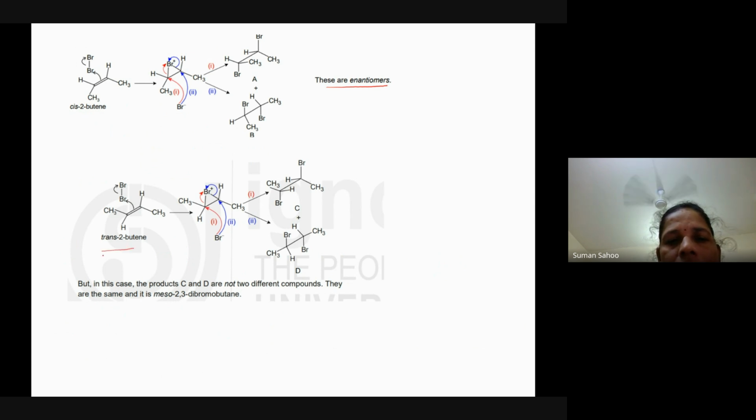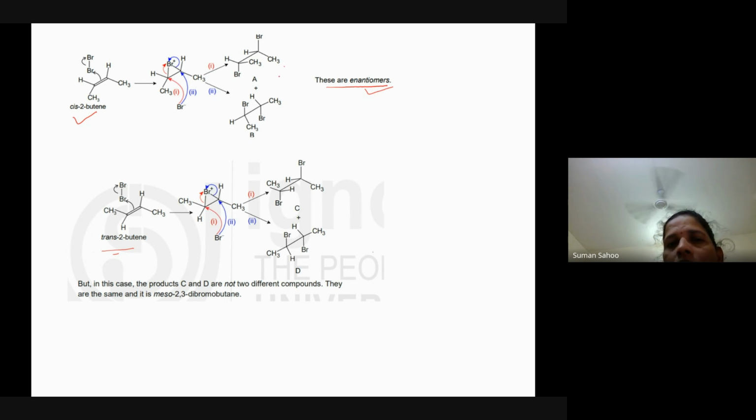But in case of trans-butene, that gives you a single compound. So products C and D are not too different, they are the same compounds, but still we know that cis-butene gives you enantiomers, and in case of trans-butene, that gives you your meso 2,3-dibromobutane, which is the diastereomer of this compound.